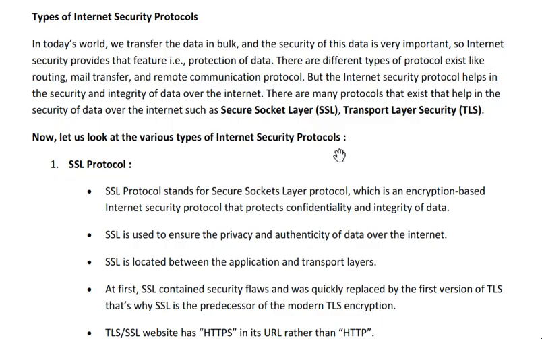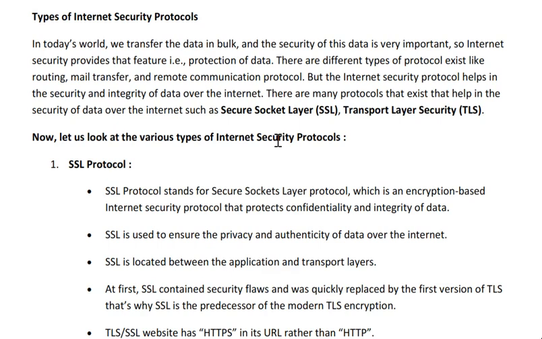My name is Vadini. Today we are going to learn about types of Internet Security Protocol. In today's world, we transfer data in bulk. The security of this data is very important. So, Internet security provides that feature. That is protection of data.